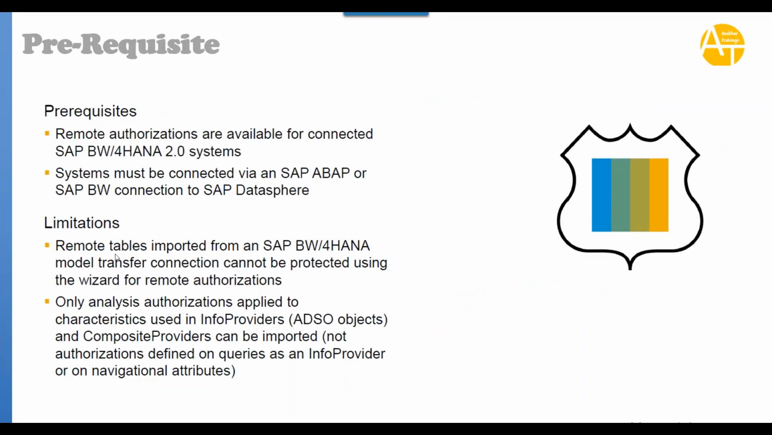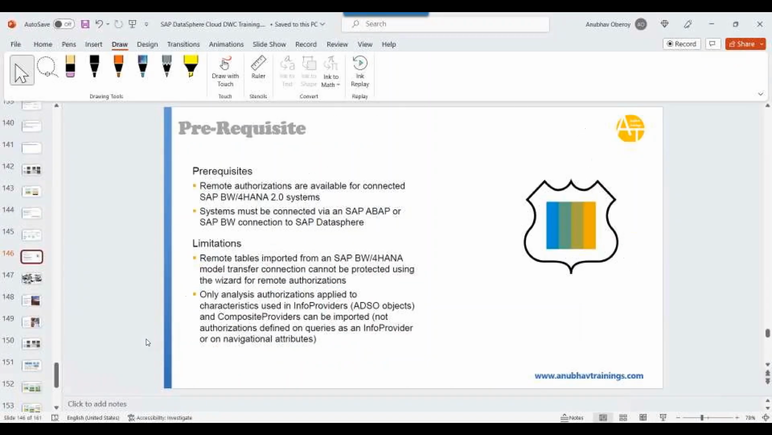You see the limitations. A remote table imported from BW for HANA model transfer connection cannot be protected using the wizard for remote authorization. Only analysis authorizations applied to the characteristics used in the InfoProvider are supported. A composite provider can be imported, but not authorizations defined on queries, the InfoProvider, or navigational attributes.